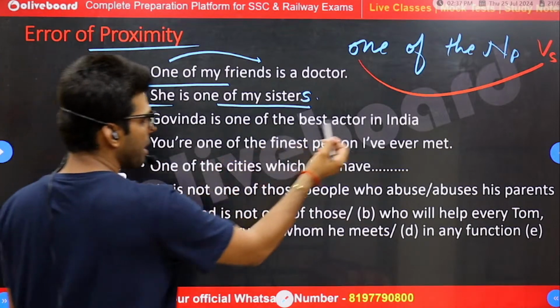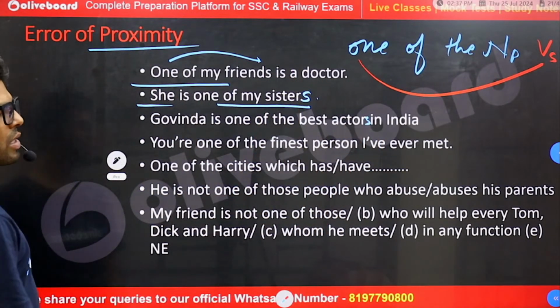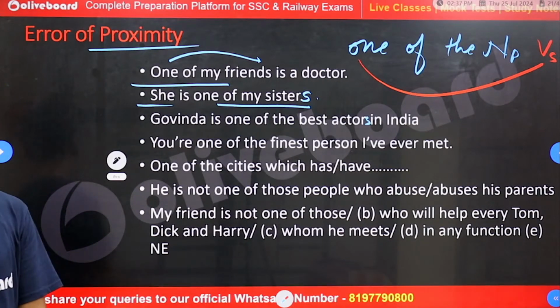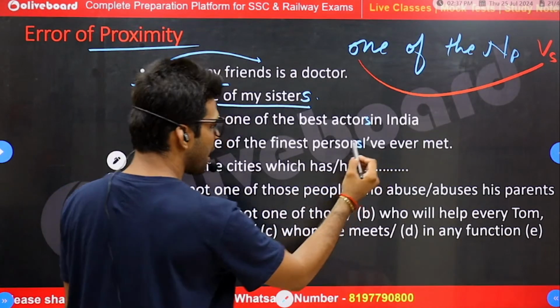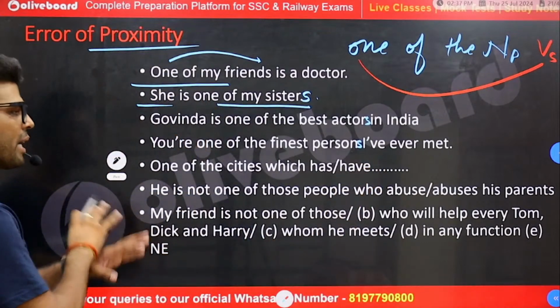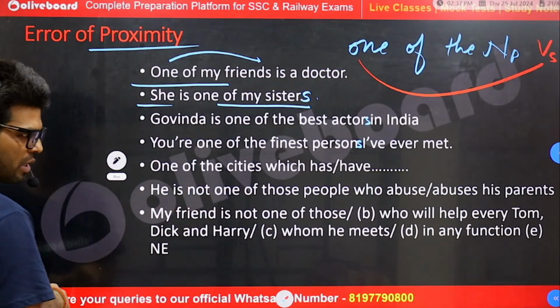Govinda is one of the best actors in India. There are many actors in India. He is one of them, not one of one. You are one of the finest people I have ever met. Because I have met many people in my life, you are one of those.